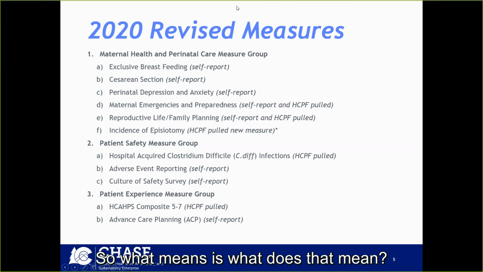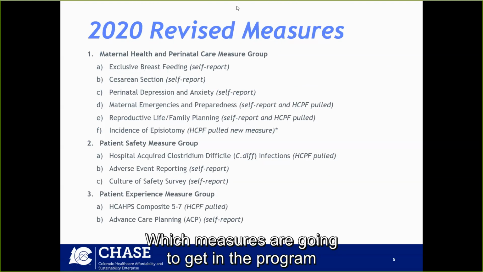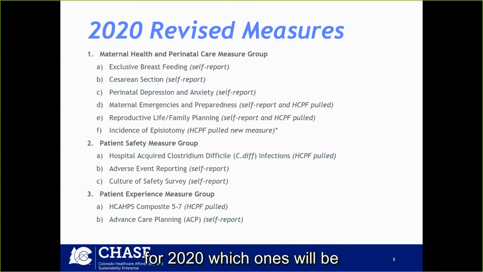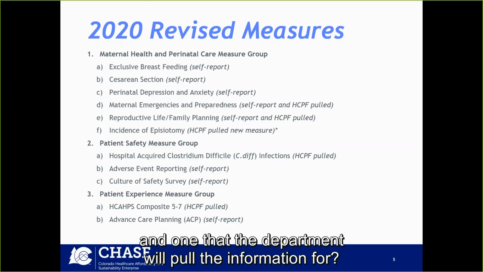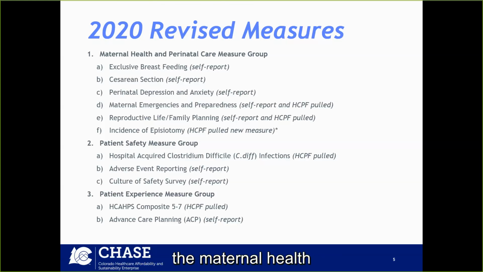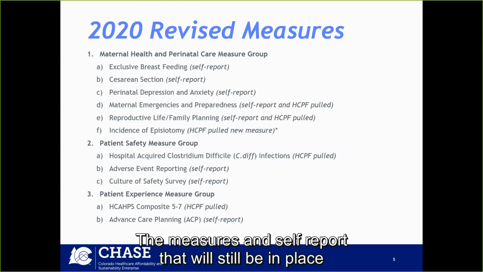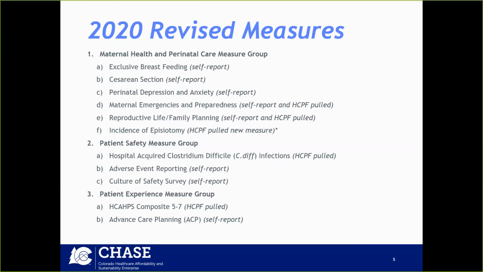So what does that mean? Which measures are going to be in the program for 2020? Which ones will be a combination of ones that you'll self-report and ones that the department will pull the information for? Well, under the first measure group, the maternal health and perinatal care measure group, for those hospitals that do labor and delivery and have OB services, the exclusive breastfeeding measure is a self-report, and that'll still be in place. The C-section measure is a self-report, and that'll still be in place. Perinatal depression and anxiety is a hospital self-report that's still in place.